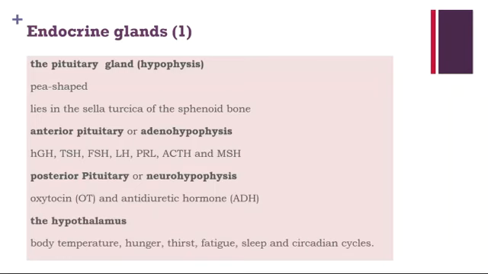The hypothalamus is located below the thalamus, just above the brainstem. It synthesizes and secretes certain neurohormones, often called hypothalamic releasing hormones, and these in turn stimulate or inhibit the secretion of pituitary hormones. The hypothalamus controls body temperature, hunger, thirst, fatigue, sleep, and circadian cycles.